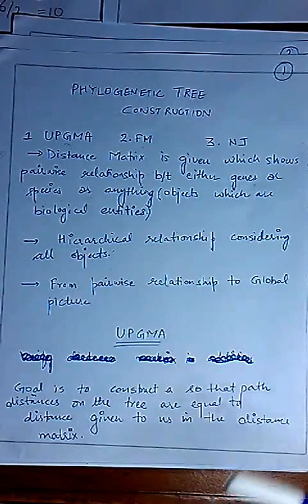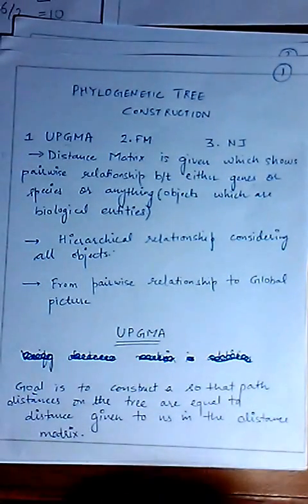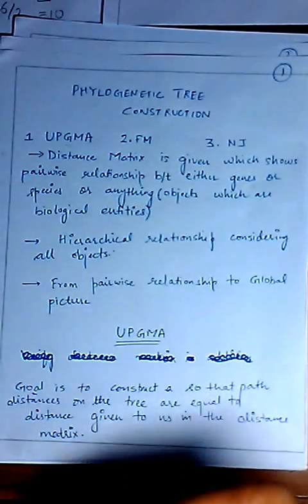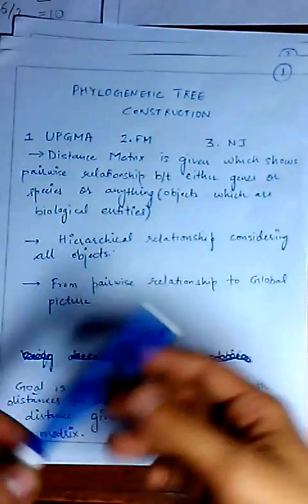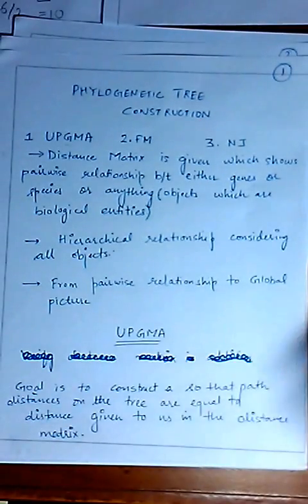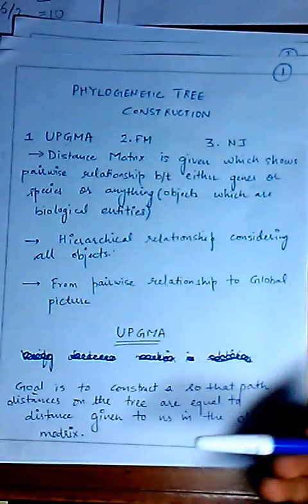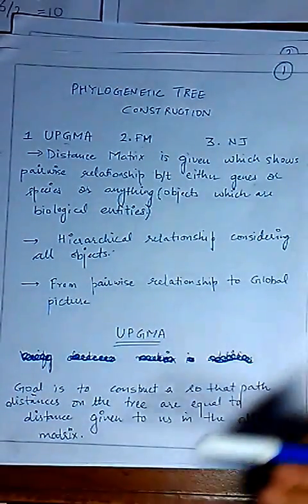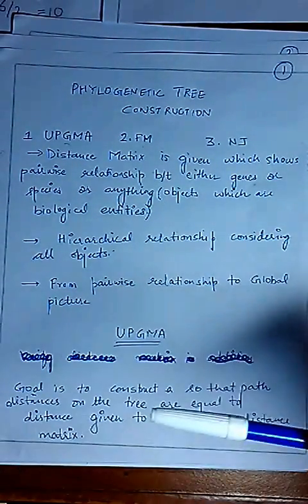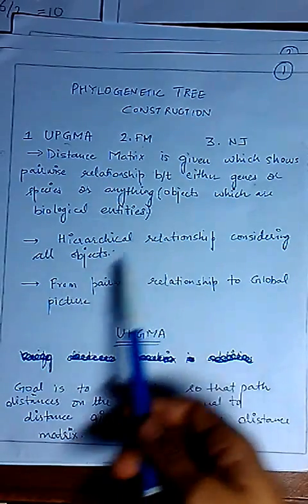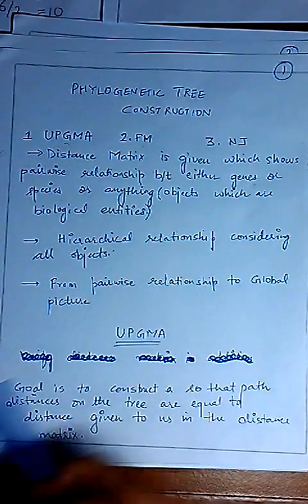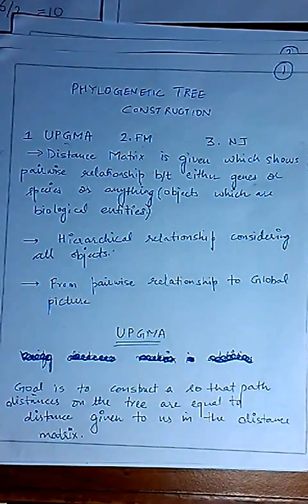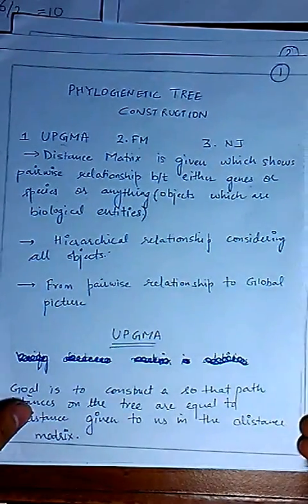Going to talk about phylogenetic tree analysis, and we will discuss the distance methods. A tree is constructed using a distance matrix, which gives us the pairwise relationship between the biological entities given to us. They could be genes or the whole organism, the species. So the tree construction helps us to find a hierarchical relationship between the objects, and we get a global picture from the pairwise relationships. So let us first start with UPGMA.